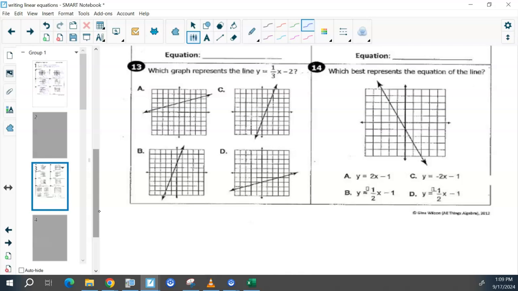For 13, we're given different graphs, and we need to figure out which of these equations matches this graph. If I'm looking at the y-intercept, I know it has to be -2. I can eliminate which ones do not have that y-intercept. So A does not have that y-intercept. C does, B does not, and D does. So it's going to be C or D. And then we're going to figure out which one has the slope of 1/3. So it is D, because this one has a slope where I'm going up 1 to the right 3, where this one, I'm going up 3 to the right 1. So it's switched.